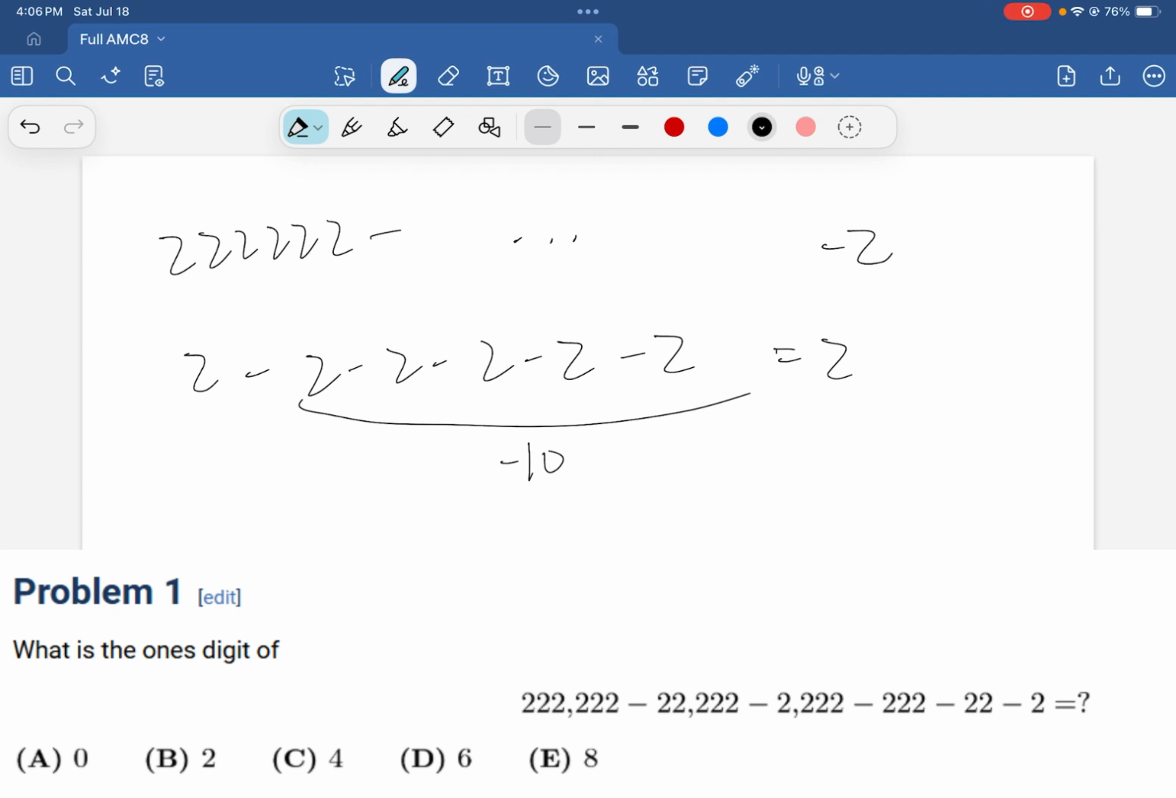And the symbol we use for this is mod 10. So the answer is B.